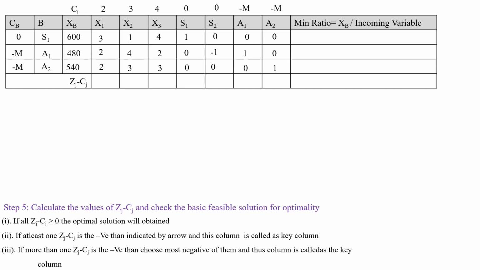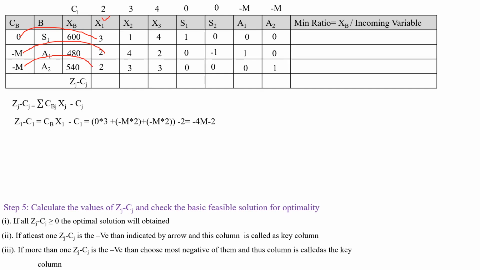So first we have to calculate the Zj minus Cj values for all the variables. Here Zj is the summation of the multiplication of CB value and the variable's coefficients. First we calculate Zj minus Cj for the X1 variable, that is Z1 minus C1 equal to CB times X1 minus C1. So it is 0 into 3 plus -M into 2 plus -M into 2 minus 2. So it is -4M minus 2.